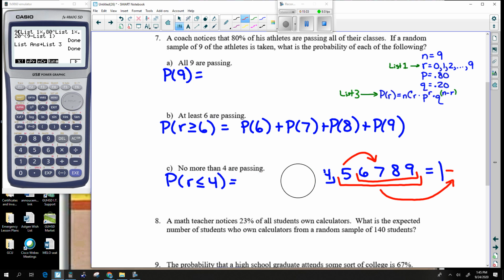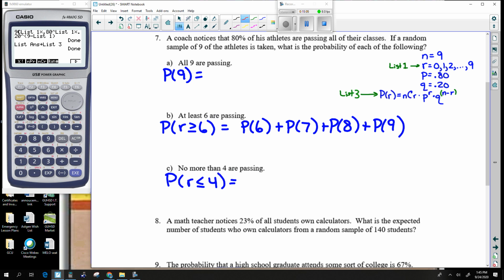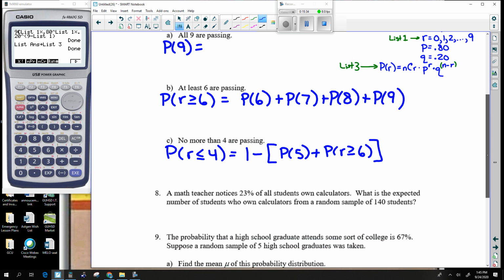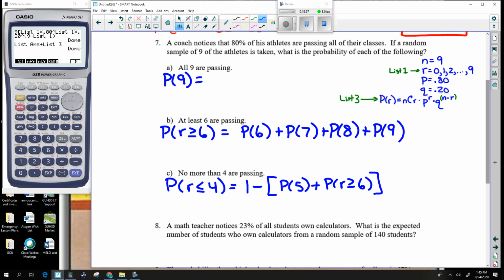Okay, so mathematically, writing it like a mathematician, this is what I'm going to do. I'm going to take 1 minus. So I'm going to put the probability of 5 onto that probability that I just found, which was when the success is greater than or equal to 6. And that'll find the probability of 0, 1, 2, 3, and 4. Okay, get after it.